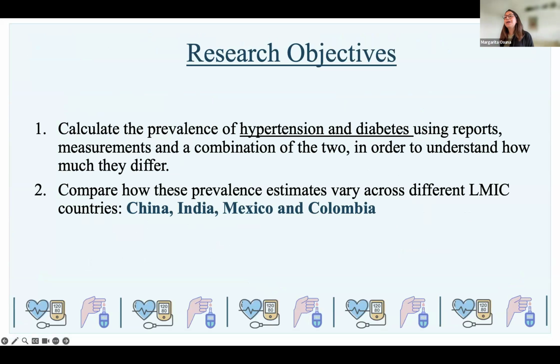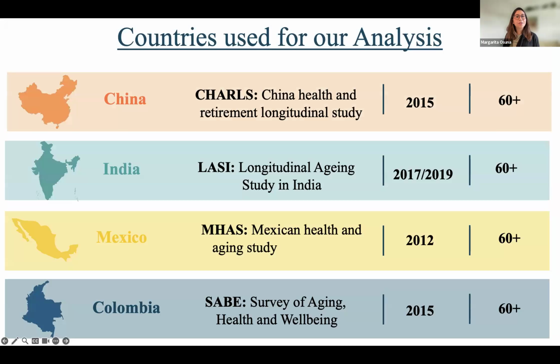So overall, what we want to do here is to calculate the prevalence of hypertension and diabetes using reported data. So the person says they have this disease. Then looking only at measurements, so only anthropometric measurements or blood measurements, and then we want to look at the combination of the two and compare them throughout these countries.